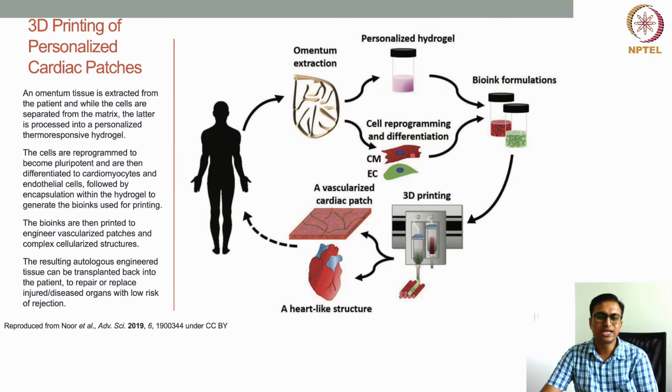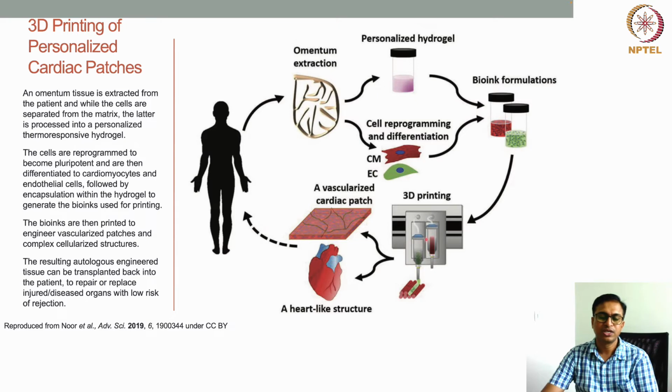So these two cell types can be incorporated within this personalized hydrogel. Then we can have a bioink formulation. One bioink can be cardiac tissue specific, containing cardiomyocytes, so it can be the matrix for printing the whole structure. And when endothelial cells are incorporated within the bioink, it can be used for the blood vessels. So these two things are there.